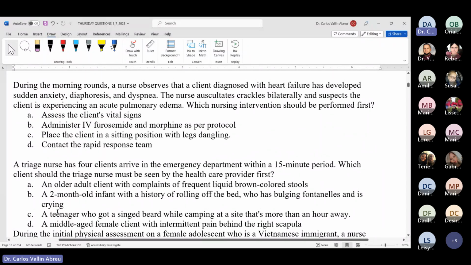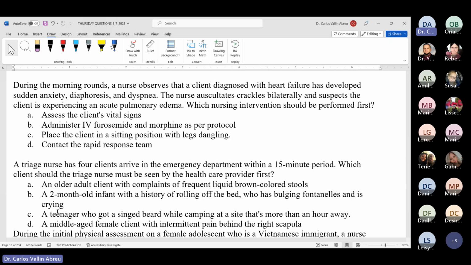During the morning rounds, a nurse observed that a client diagnosed with heart failure has developed sudden anxiety, diaphoresis, and dyspnea. Heart failure, anxiety, diaphoresis, and dyspnea. So heart failure is the left heart failure, pulmonary edema. The other possibility could be a pulmonary embolism. The nurse also could take crackles, which suggests pulmonary edema, and suspects the client is experiencing acute pulmonary edema. In pulmonary edema, you have liquid in the lungs, and then you expect to find crackles.